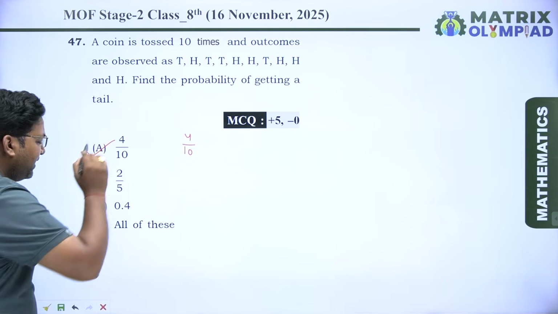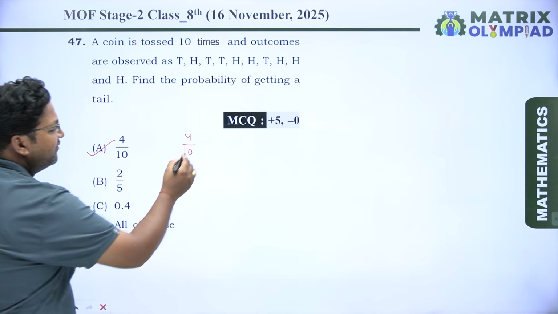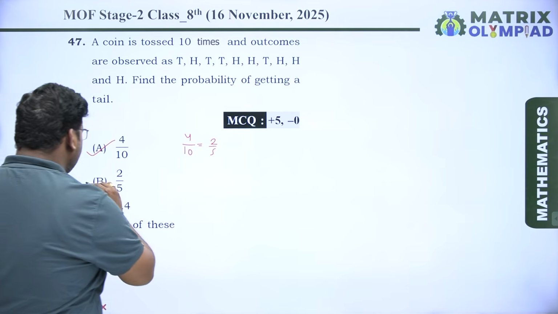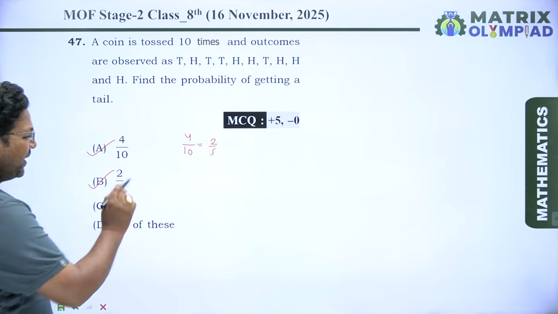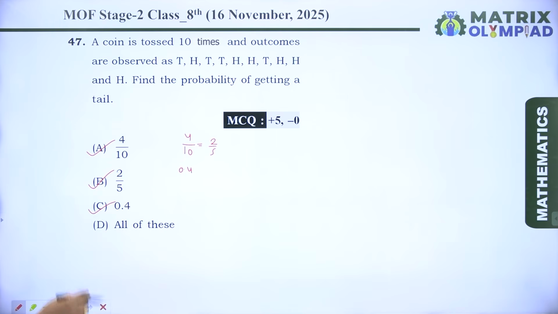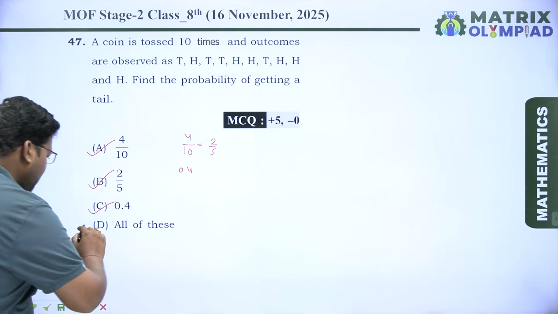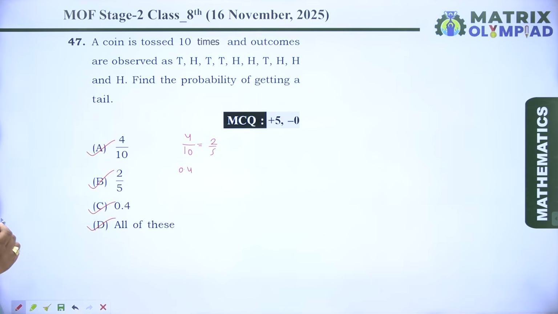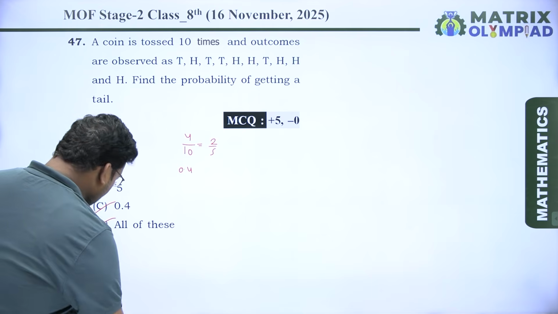So option A is true. Next, 4 by 10 which is equal to 2 by 5. So it means option B is also right. 4 by 10 which is equal to 0.4. It means option C is also right. And option D is given all of these. So option D is also right. So our answer is A, B, C and D. Now coming to the next question.